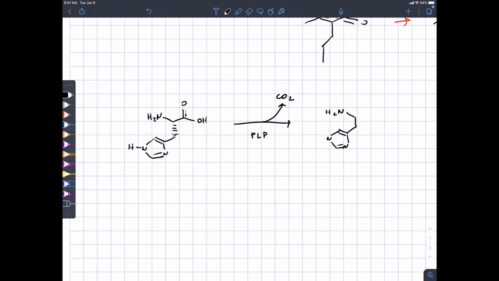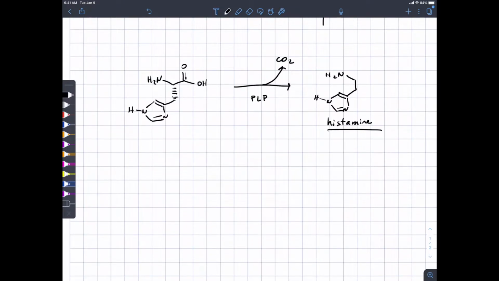And this, when histidine is decarboxylated, it becomes histamine, and that's important in allergic responses. And when you take these antihistamines, it's about inhibiting the synthesis of histamine. So how does this happen? It actually involves a little bit of imine chemistry.